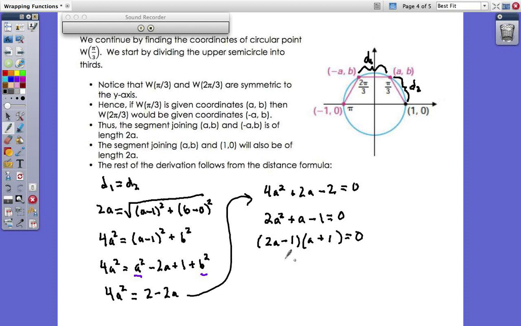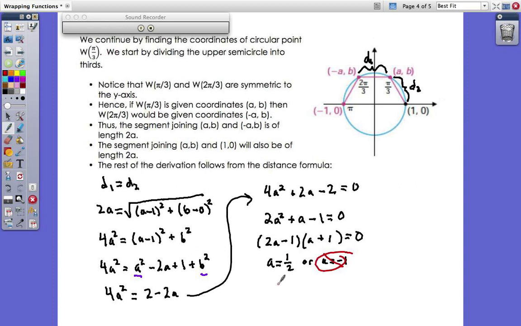Let's check that. Does it work? I think it does. That means either a equals 1/2 or a equals negative 1. Well, can a equal negative 1? No, a is in the first quadrant. So you silly quadratic gave me an extraneous solution. Throw that one out. That means a is equal to 1/2.